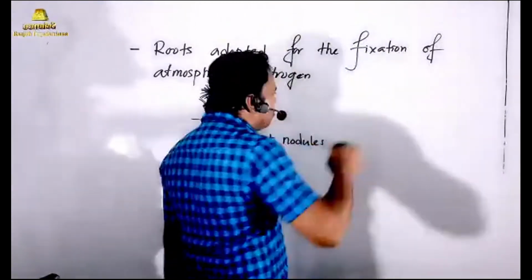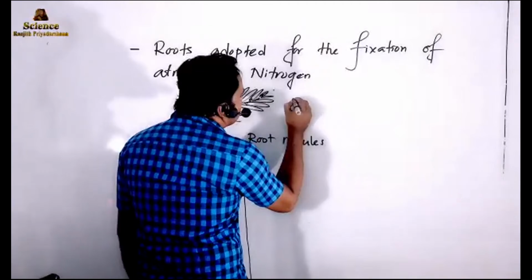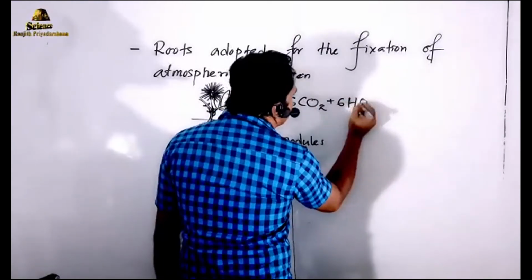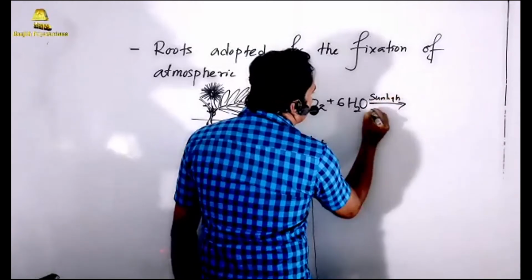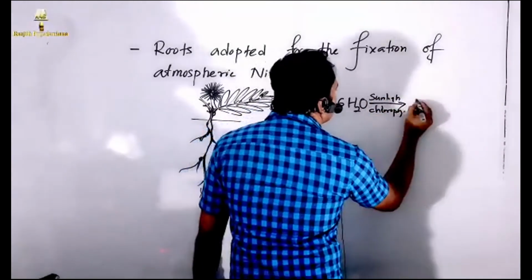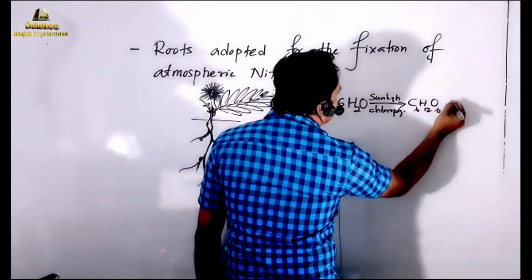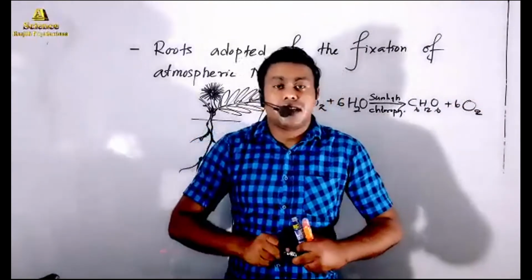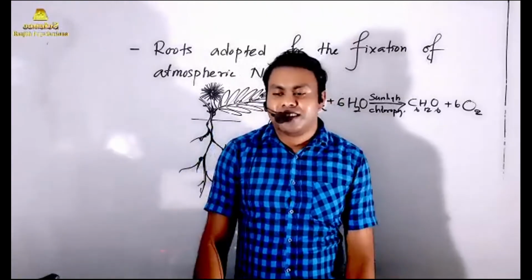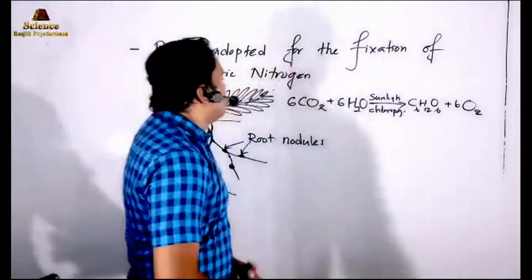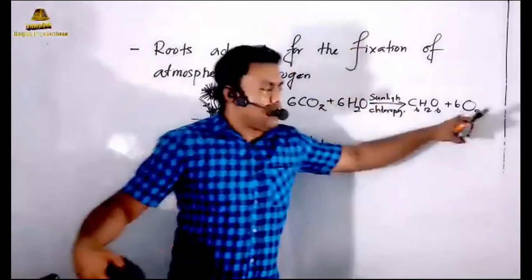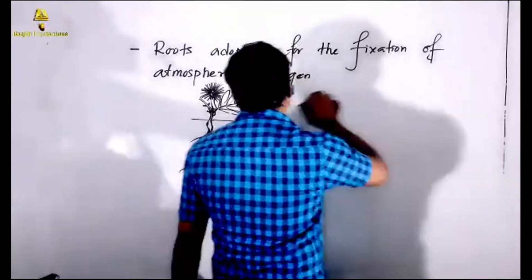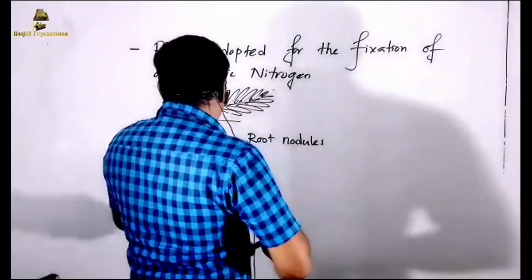Now you have to tell me. What's here? 6 CO2 plus 6 H2O, sunlight, chlorophyll, C6H12O6 plus 6 O2. Good, I'm proud of you. So oxygen is formed as a byproduct. There are many chemical reactions inside this, which I can explain another day.